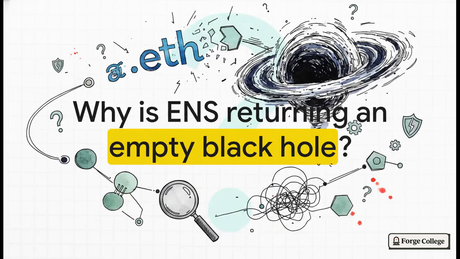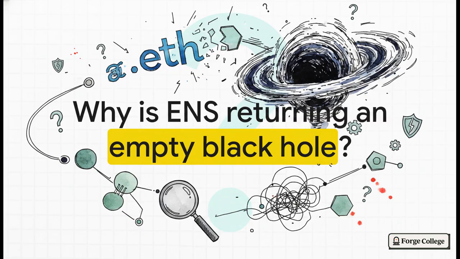So picture this. In our last lesson, you crushed it. You implemented load distribution strategies beautifully, and your decentralized app is scaling perfectly. But then, suddenly, an ENS name completely fails to resolve. You type in a standard .eth address, and instead of getting a nice, smooth hex string back, you get, well, absolutely nothing. A total black hole. So who exactly is to blame here?